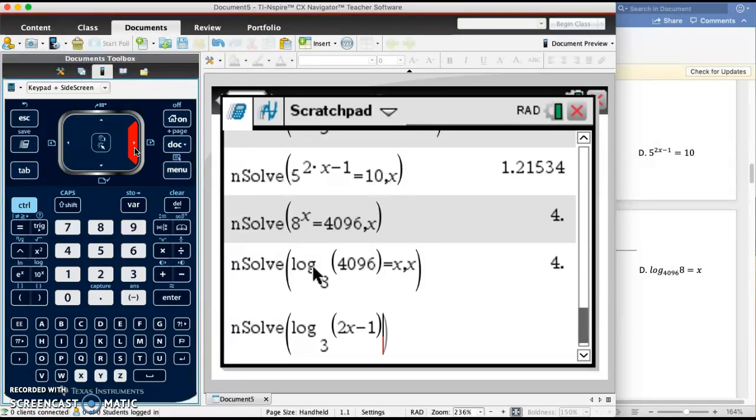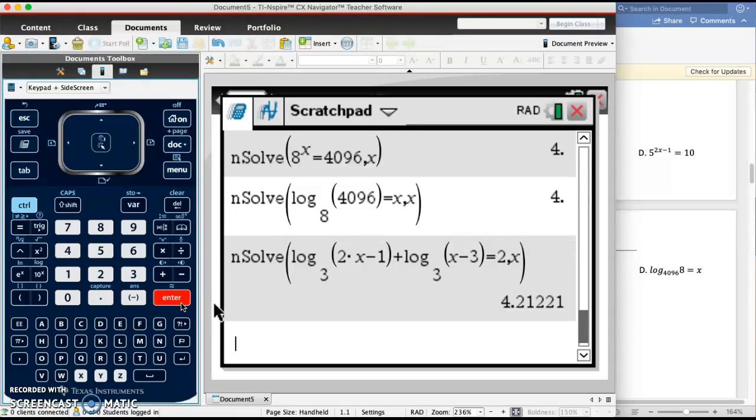Okay, we go plus control, log to the base 3 of x minus 3 equals, okay, 2, comma x. Enter. Okay.